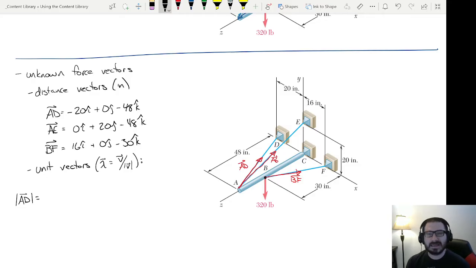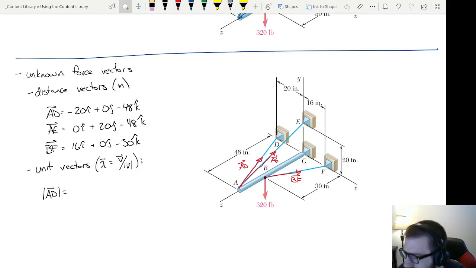So for AD, for all of these vectors, we're going to use the Pythagorean theorem. Let me, again, indent that a little bit so it's sort of under there. So we're going to use the Pythagorean theorem and compute the magnitude. We end up getting the magnitude as 52 inches when it's all said and done.